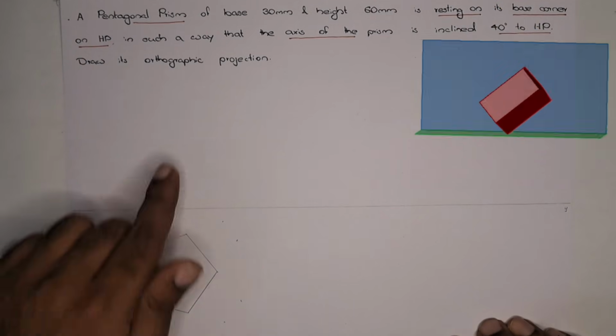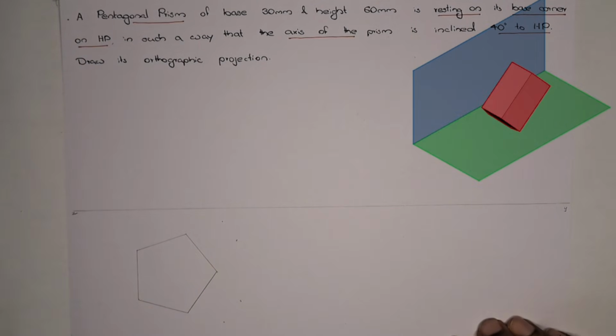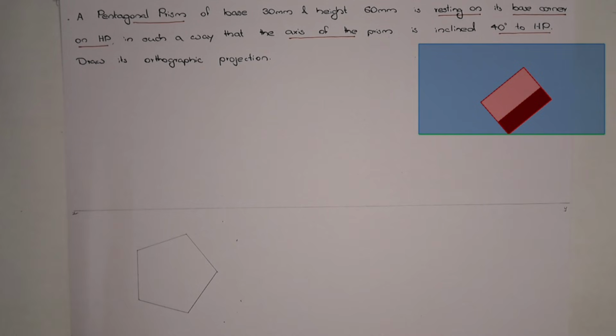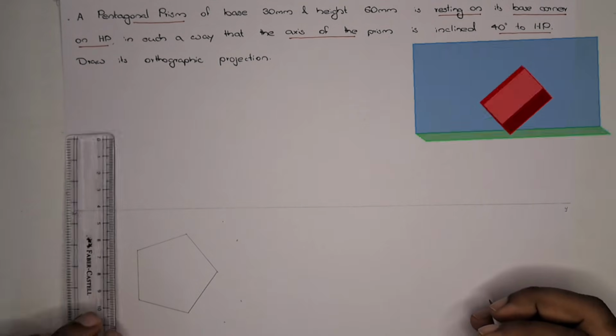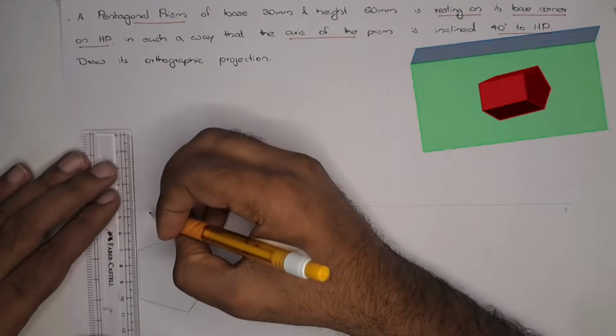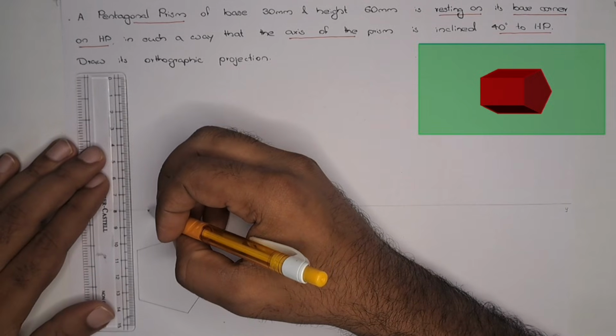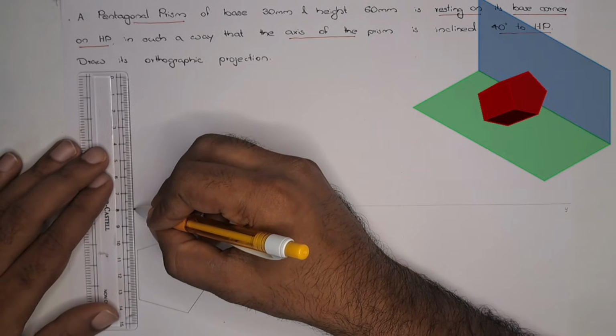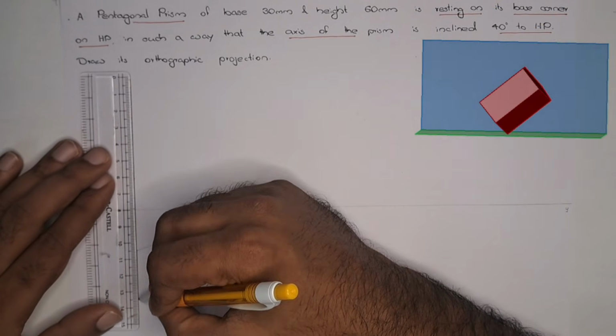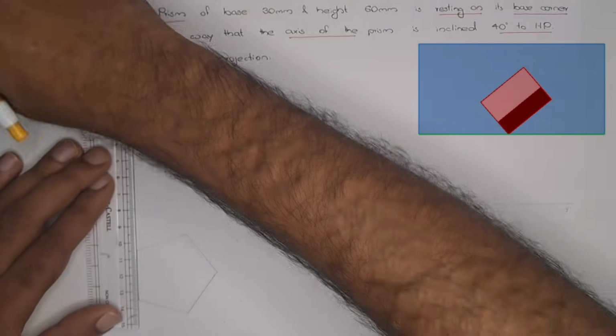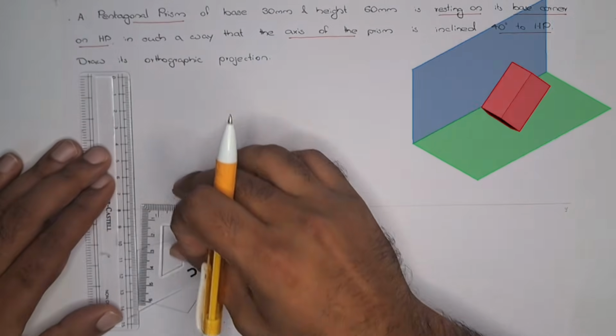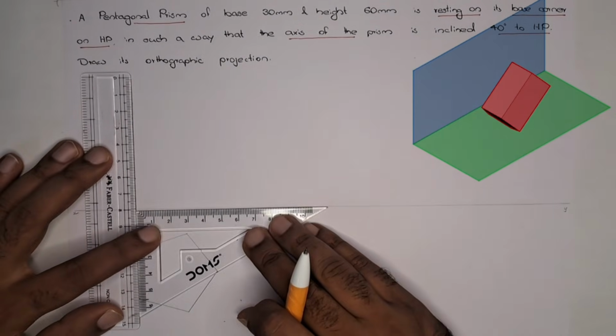Now we need to draw the front view of the pentagon. So that total is 60, the height. We can connect these 2 points and we can check for the perpendicular. Yes.